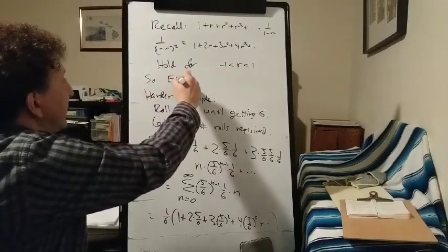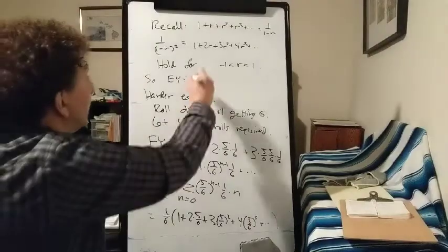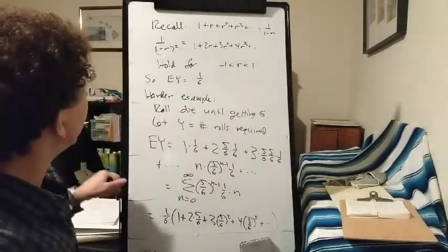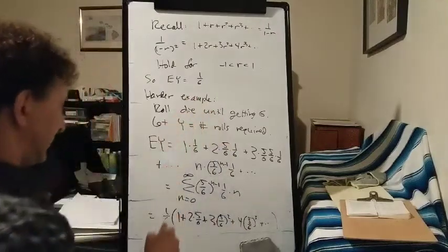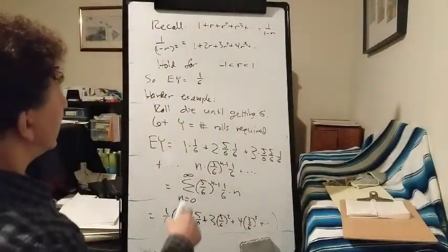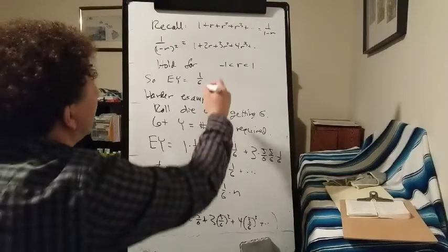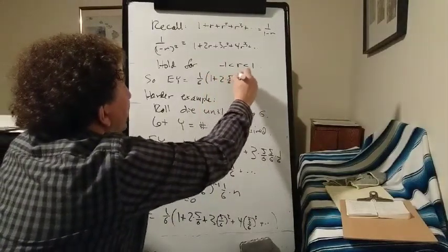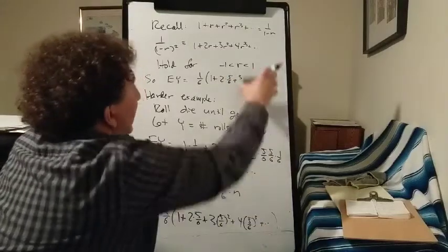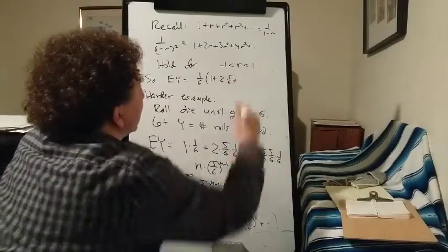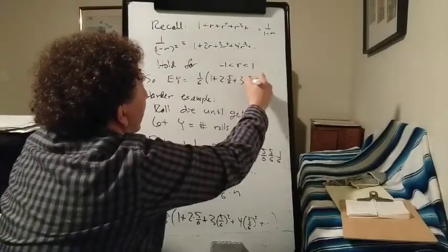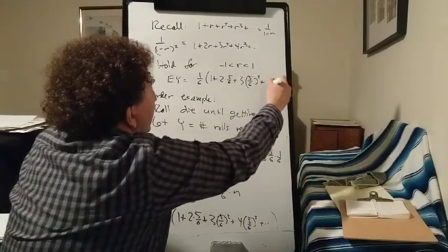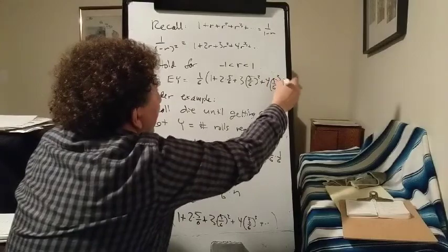So the expected value of Y equals 1/6 of 1 plus 2 times 5/6, plus 3 times (5/6) squared, plus 4 times (5/6) cubed, etc.